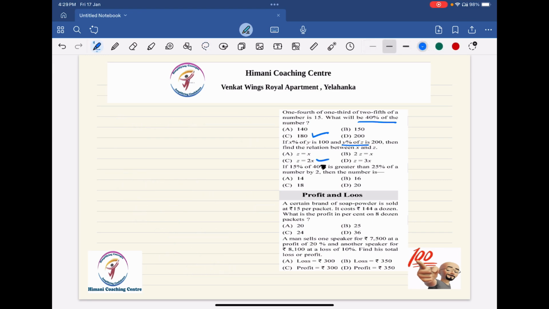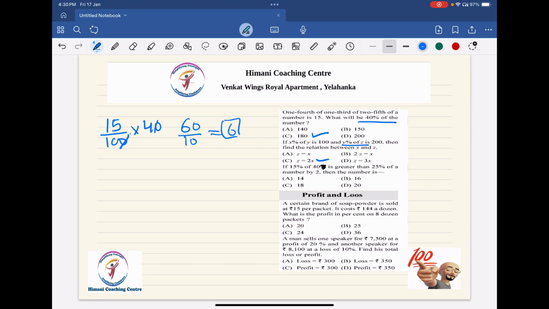So the next question is if 15% of 40 is greater than 25% of a number by 2, then the number is. So we have to find that. Now let us find 15% of 40. So which is 15 by 100 times 40. So what will happen? This goes, then you will see 15 times 4 is 60, 60 by 10 is 6.